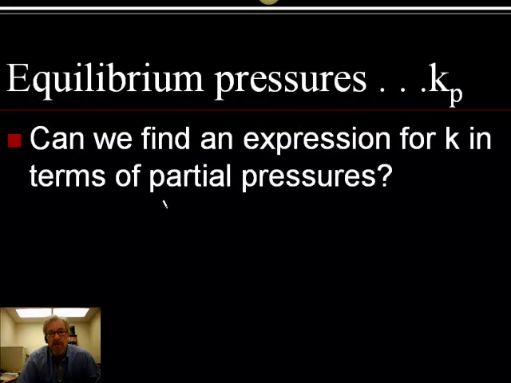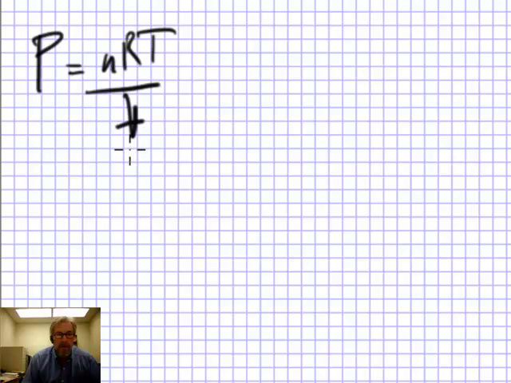We've seen how we can express equilibrium situations in terms of concentrations of reactants and products. Can we do this in terms of partial pressure? Let's think about pressure. Pressure, remember, is equal to N times R times T divided by V. But if you're measuring your volume in liters, N divided by V is molarity, so pressure is equal to molarity times R times T.